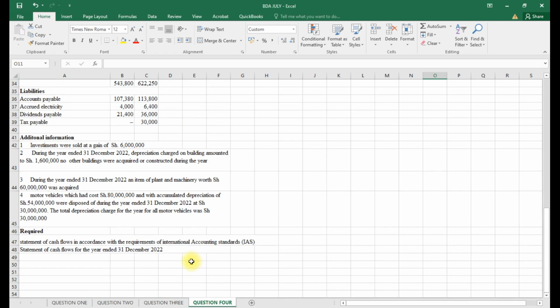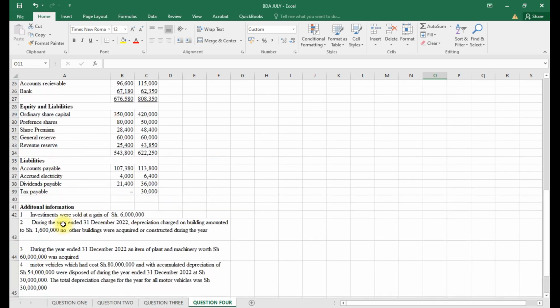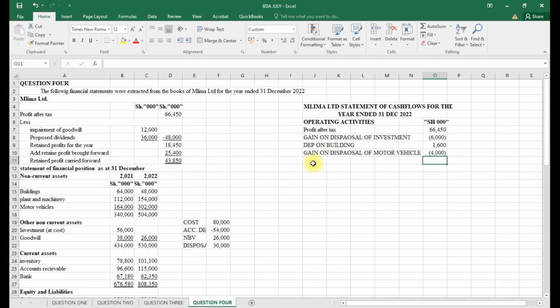Then the other thing, we are told the total depreciation charged for the year for all motor vehicles was 30. You have depreciation on motor vehicles, which was 30,000. Yeah, the motor vehicles were charged at 30,000.